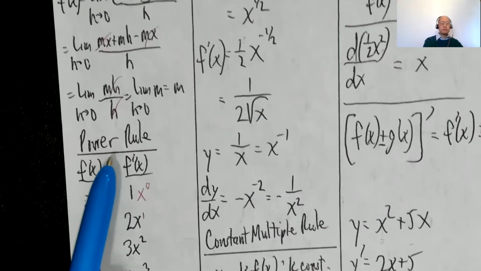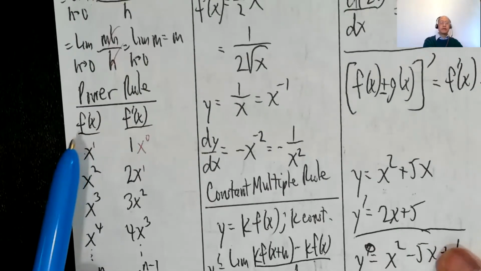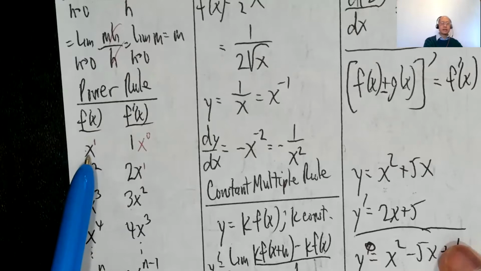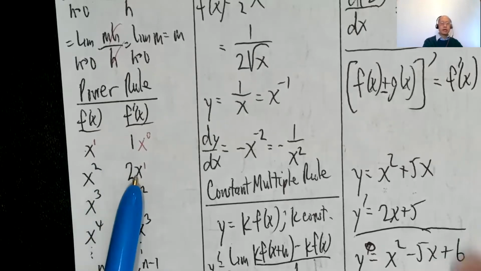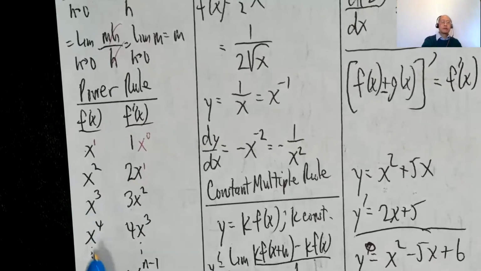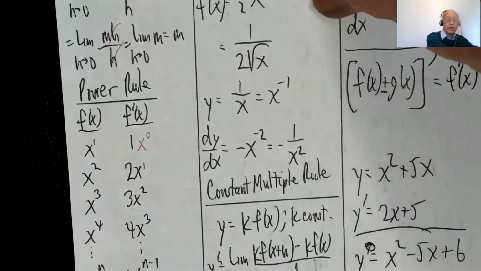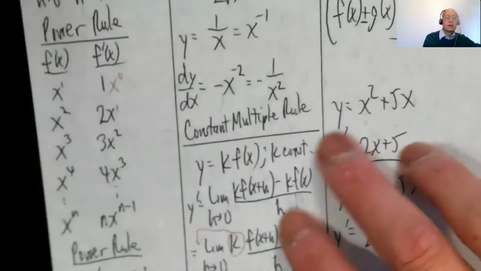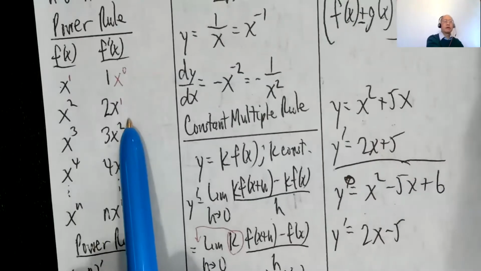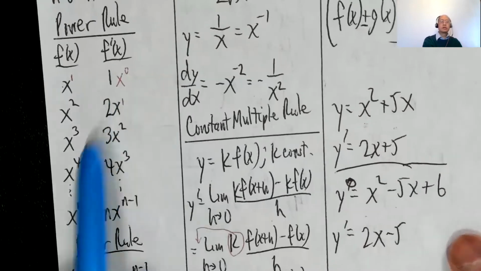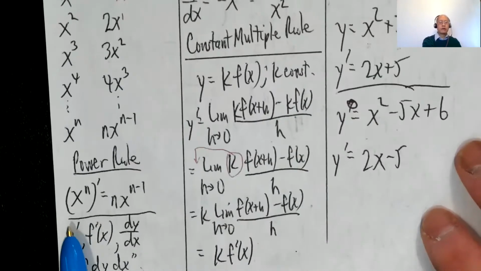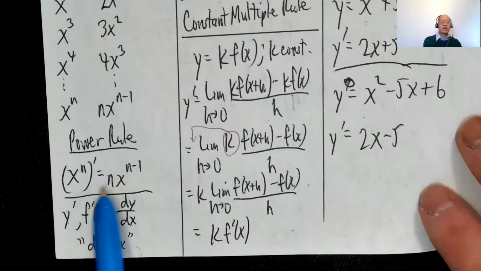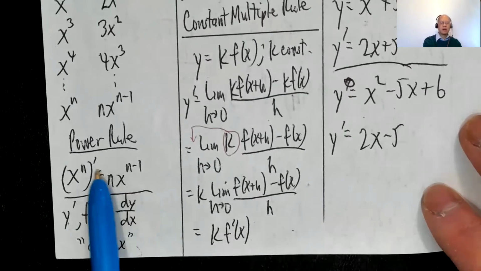Power rule. You can do the limit definition. You can show that the derivative of x, which is x to the 1, is 1. The derivative of x squared is 2x. We did that in the previous chapter. The derivative of x cubed is 3x squared. The derivative of x to the 4th is 4x cubed. I write this just to follow the pattern. 1 is 1x to the 0. So in general, the derivative of x to the n, x to the n prime, is n x to the n minus 1. This is not a proof. We will prove that in a future section.